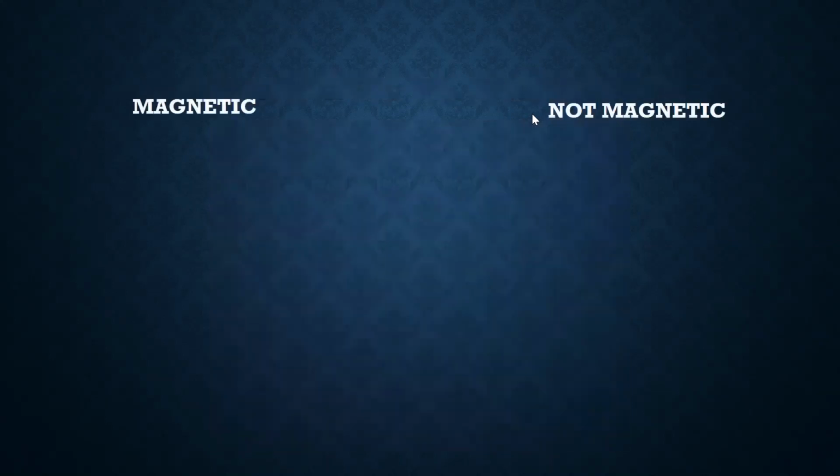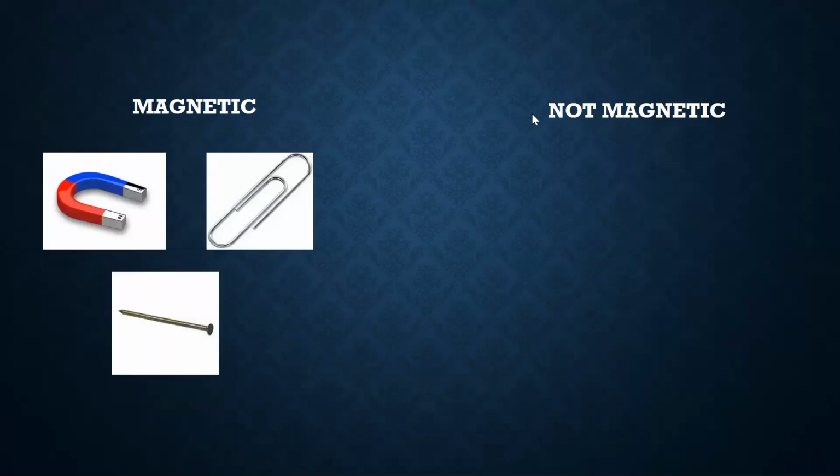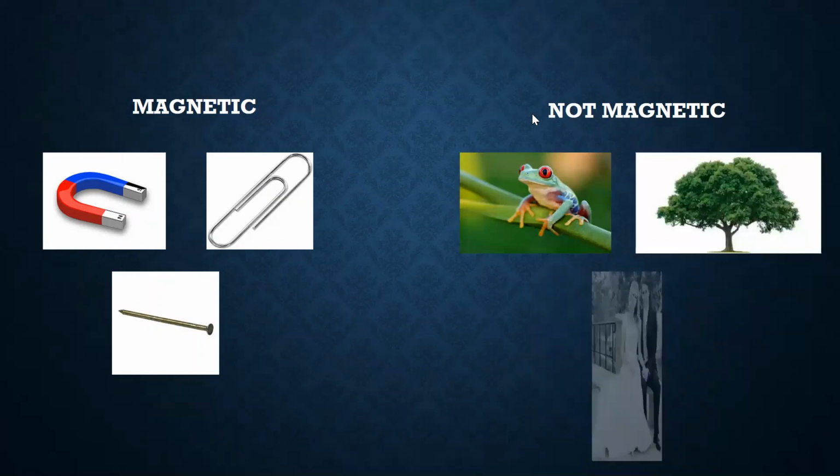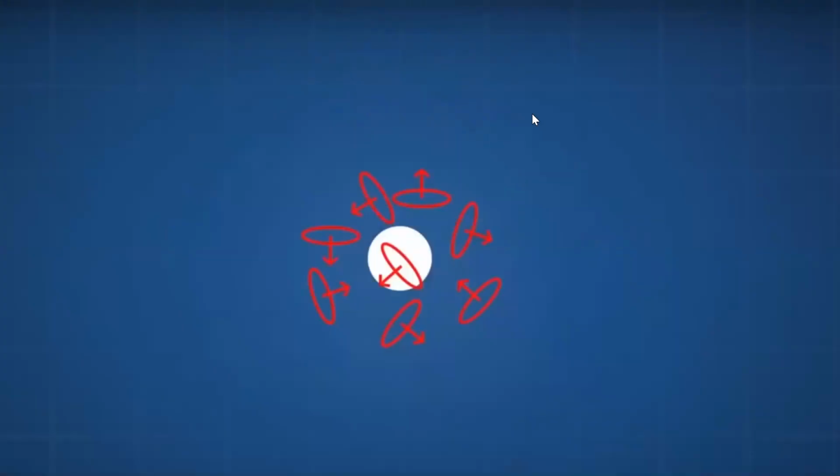Now, as we know, there are certain objects in this world that we observe to be magnetic and certain ones that are not magnetic. Namely, metals are magnetic, and organic materials, wood, plants, and people are not magnetic. However, this isn't exactly true.